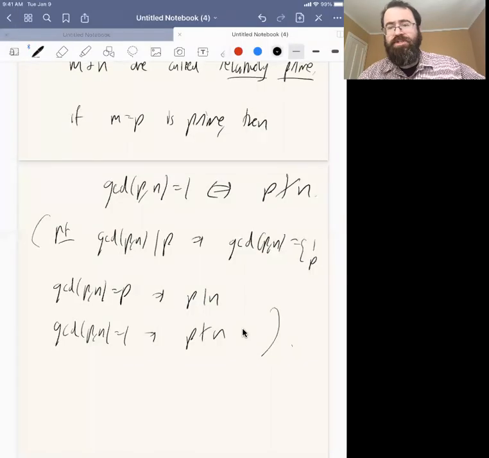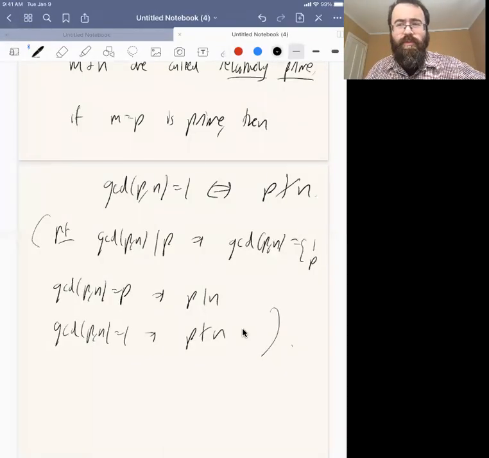Okay, and so the GCD being 1 in the case of a prime, in the case one of the entries is prime, it means that P doesn't divide N. So that means that when you take N and break it up into its prime factors, this prime P doesn't appear. And that's why they're called relatively prime, right? Because it means that the primes of the one don't touch the primes of the other, right?